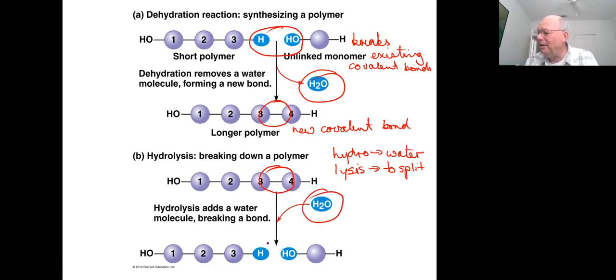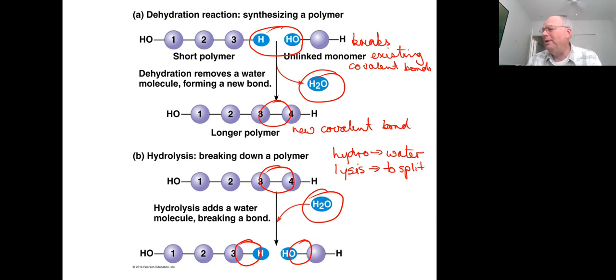And that's going to then form two new covalent bonds, the covalent bond that links the hydrogen to the now shortened polymer, and a new covalent bond that's going to link the hydroxyl group to the now separated monomer. But what we've done is split the covalent bond by adding these two functional groups to the relevant ends of the shortened polymer and the now liberated monomer.